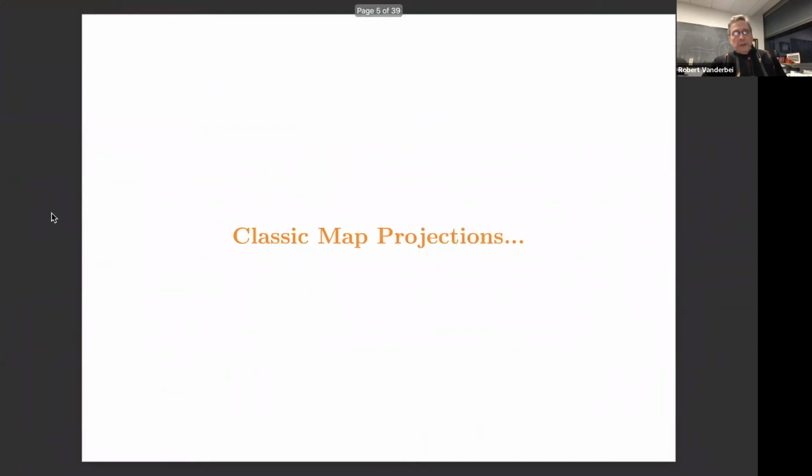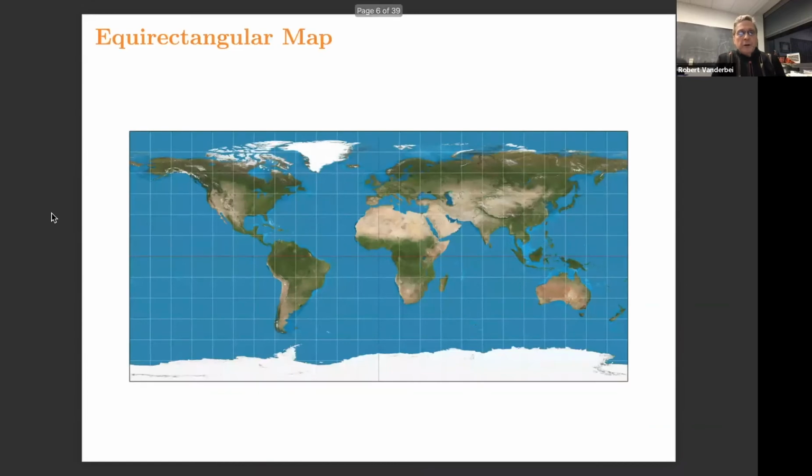Okay. So before I talk about the details of our map, let me do a little bit of an introduction by showing some of the classic map projections that have been out there for hundreds of years in most cases. So here's a very simple one called the equirectangular map.